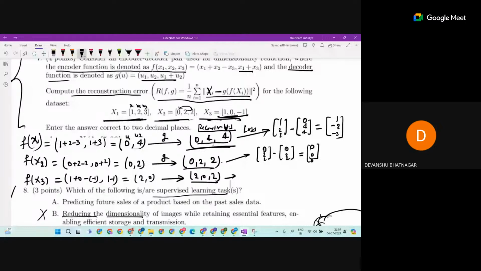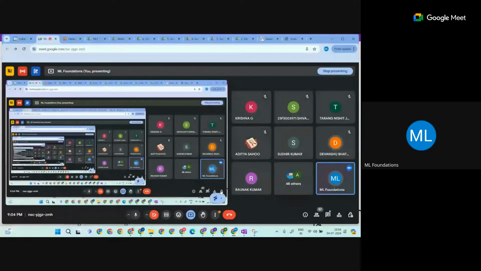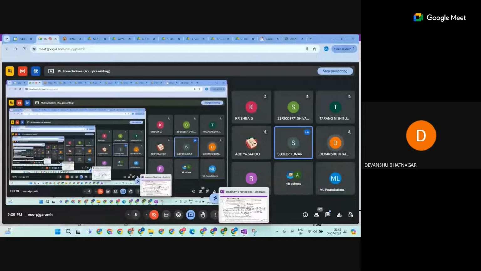Sir, am I audible clearly? Sir, for the first one, the loss vector is 1, minus 2, and minus 1. You have written minus 3. Am I audible clearly? Sir, your voice is breaking. Am I audible clearly to all of you? Yes, sir. Yeah, now it's clear. Sorry, your voice is breaking. Sir, actually, in between, your voice was also breaking.